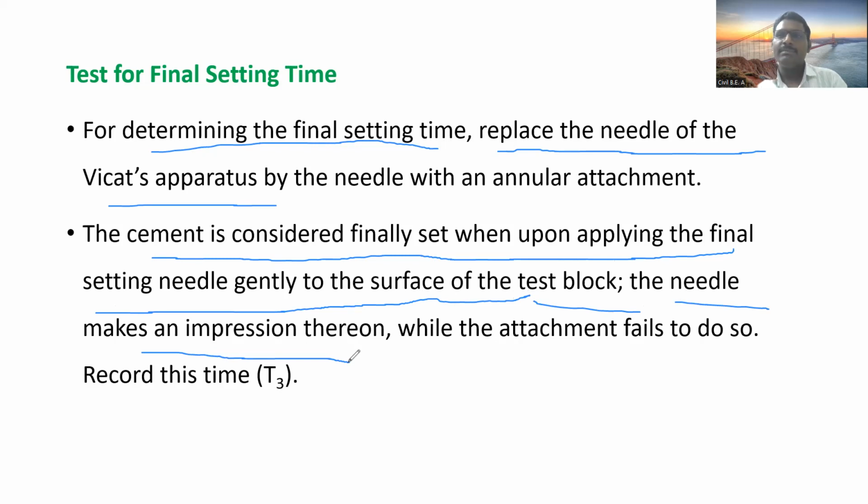In the final setting time, the needle does not have a sharp edge, and the needle leaves some impression. So if we place the needle on the cement paste, the impressions are there. Until the impressions are no longer observed, that time we have to record, and that should not be greater than 600 minutes. It means not greater than 10 hours. That time we have to record as T3.